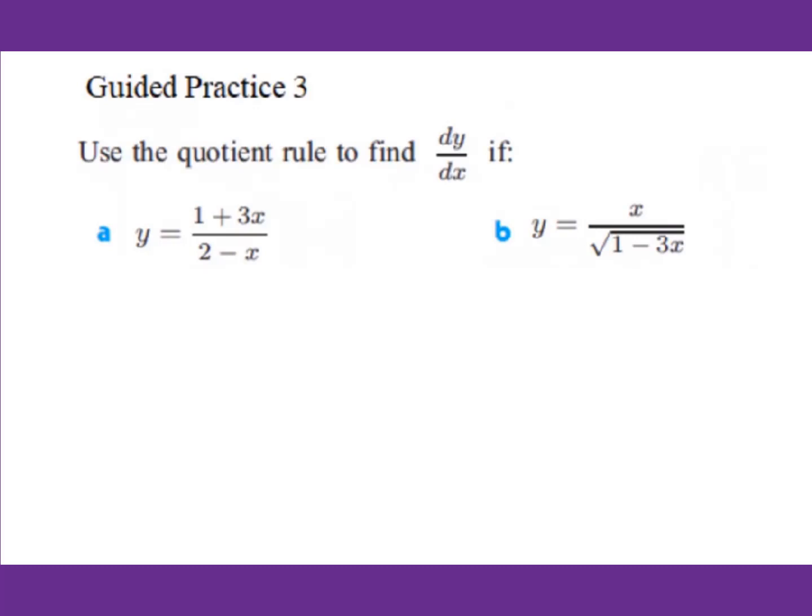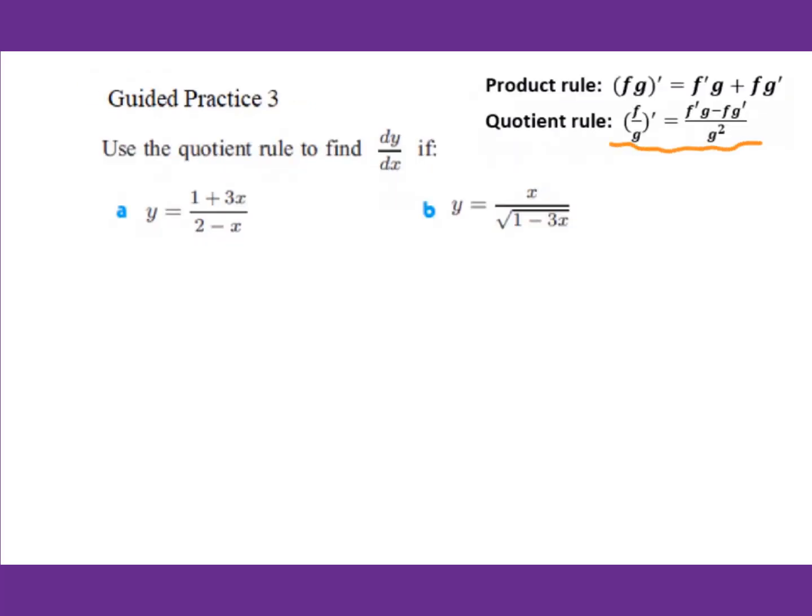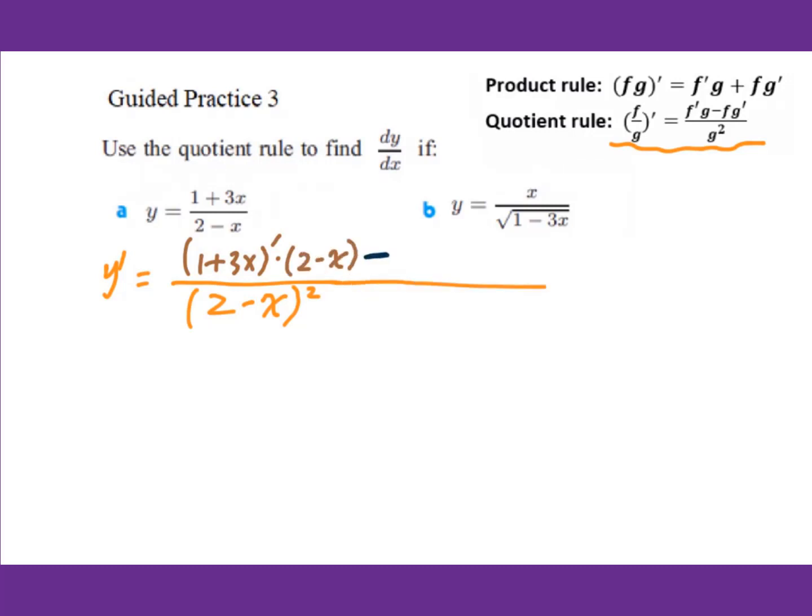Now let's go to guided practice 3. Use the quotient rule to find dy by dx if y equals 1 plus 3x over 2 minus x. This is the formula for the quotient rule. So the derivative for y equals, make the denominator squared. Then the numerator: the derivative of the numerator times the denominator 2 minus x. Then subtract the derivative of the denominator times the numerator.